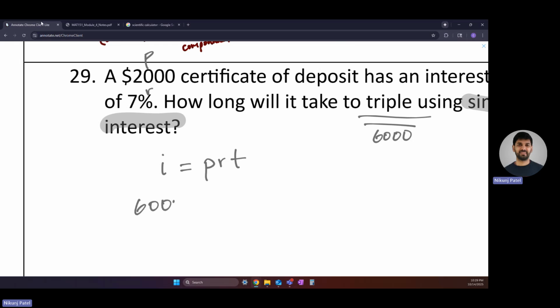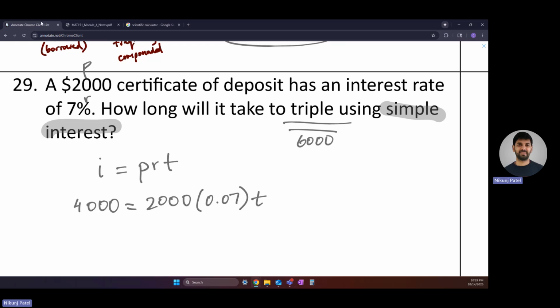So it should be 6,000 equals 2,000. The interest rate is 0.07. And our time is how long it would take for it to triple, right? Because we want to go from 2,000 to 6,000. This should actually be 4,000 because, over here, I'll just make a note. This should be the initial 2,000 plus 4,000 more. In order for it to triple, we needed to add 4,000 more. That's the value for I, so that's why that's a 4,000.